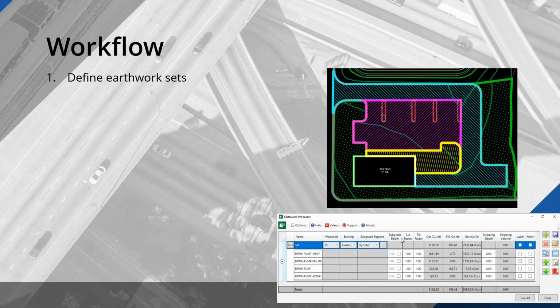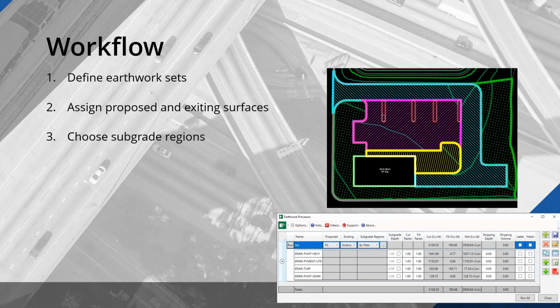This is the interface down here. You assign proposed and existing surfaces. So the presumption is that you already have that information, preliminary proposed grading inside your drawing. And then you choose subgrade regions. These could be polylines, they could be feature lines, and they represent the different portions of your site like this. What's different about them is the subgrade depth or the hold down depth varies. And so you would draw or create polylines or feature lines representing those different areas.